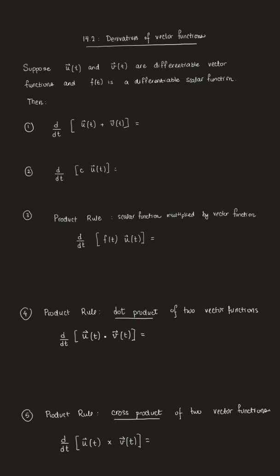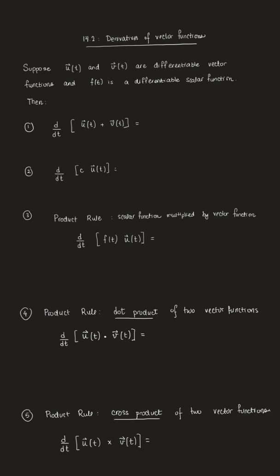In this video, we're just going to talk about some differentiation techniques with vector functions. So let's suppose that u of t and v of t are both differentiable vector functions, and f of t is a differentiable scalar function. Then we do have a sum rule, sum and difference.